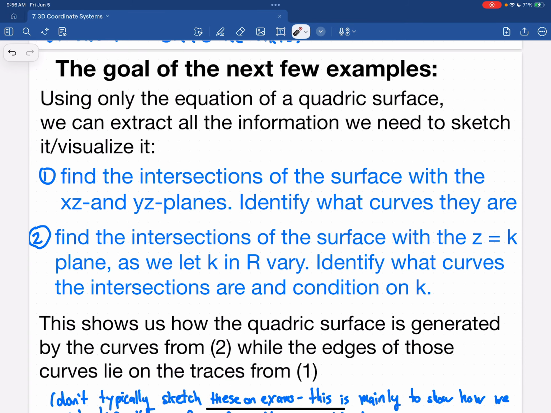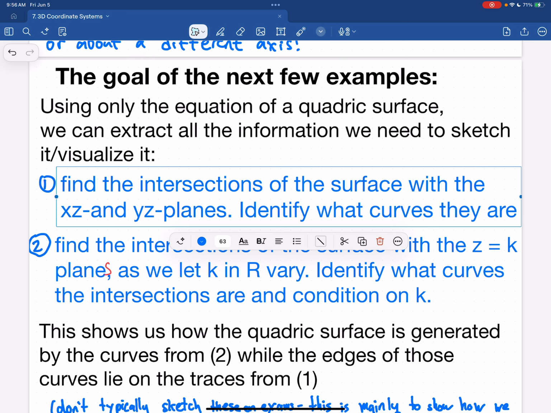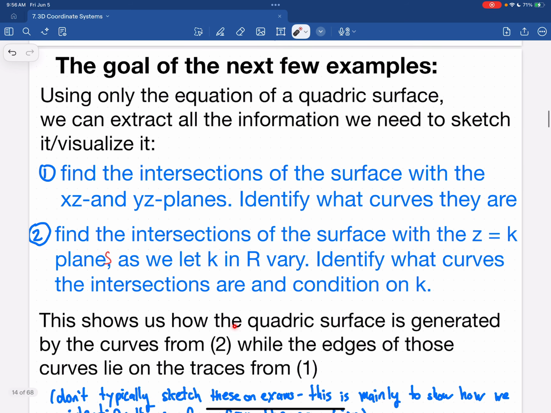So I guess really this is Z is equal to K planes, because we're just taking a ton of different slices throughout the shape and seeing what the different cross sections that we get look like. And so often what will happen is that we'll say that the quadric surface is generated by the curves from that second step, while the edges or vertices of those curves lie on the traces from the first step.